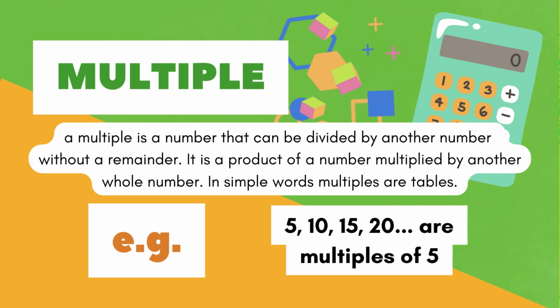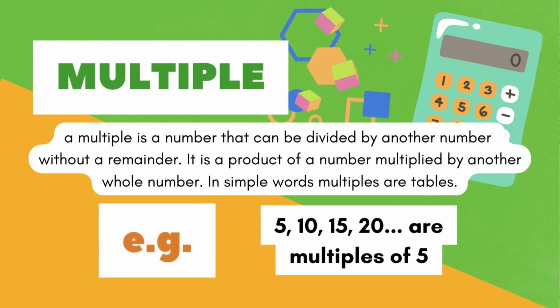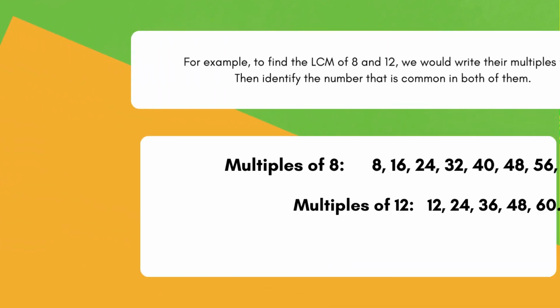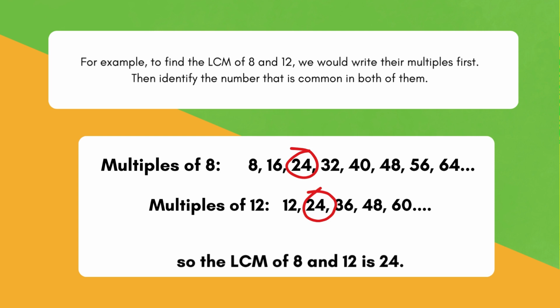In simple words, multiples are tables. For example, 5, 10, 15, 20 are multiples of 5. So, to find the LCM of 8 and 12, we would write their multiples first. Then identify the number that is common in both of them. So the LCM of 8 and 12 is 24.